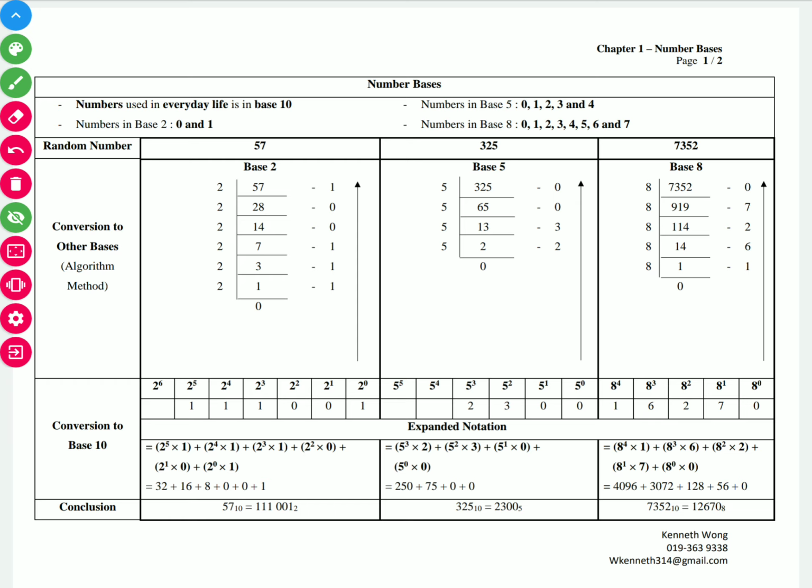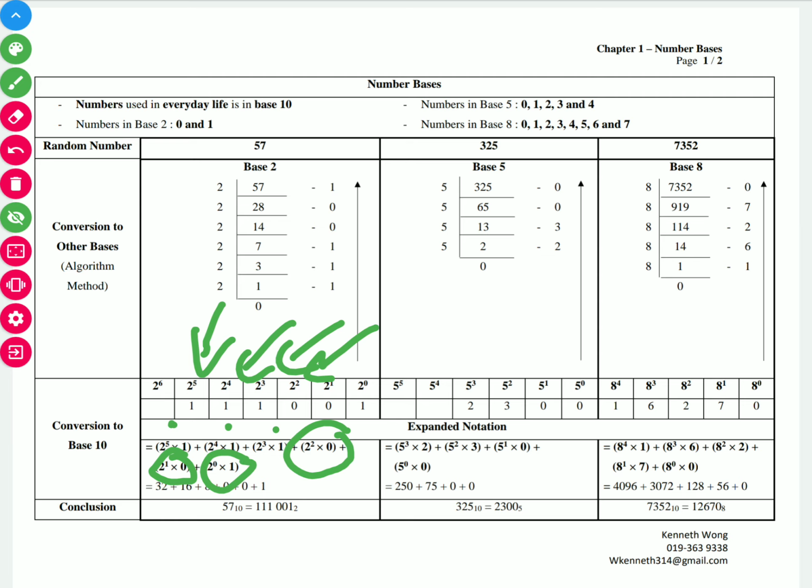As you can see, 2 to the 5, I have 1 of that, and that would be this. 2 to the 4, I have 1 of that, and that would be this. 2 to the 3, 1 of that. 2 to the 2, I have 0. So you can see it's multiplied by 0. It disappears, this disappears, this stays.